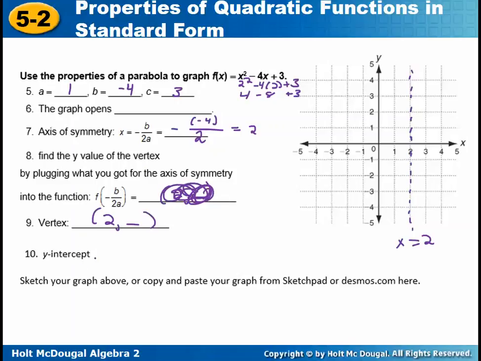And then the y-intercept is really easy. You just look at the C, and that's 3, so the y-intercept is 3. And then you'll sketch this. You'll need to put your vertex on here, whatever you find for that. And remember, it's going to open upwards, so it's going to be something like this.